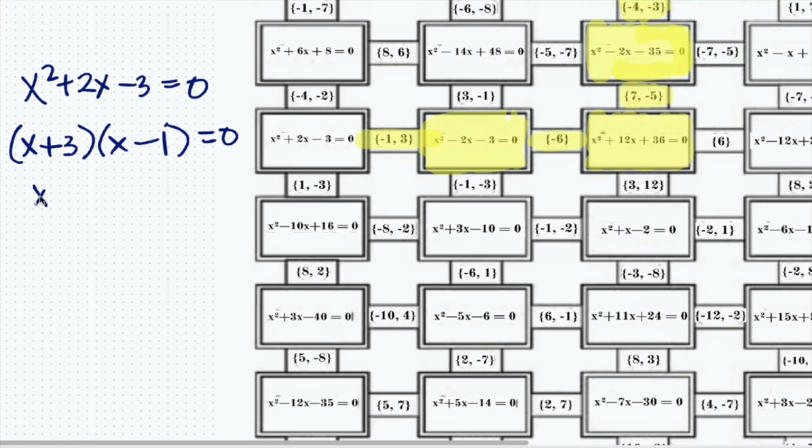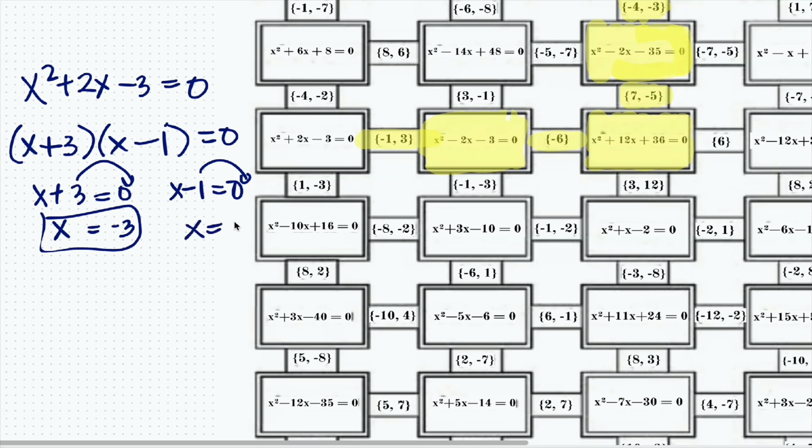There you go. We have x plus 3 equals 0 and x minus 1 equals 0. And then we transpose: x equals negative 3, also x equals positive 1. There you go, we got this part. The answer would be negative 3 and 1.